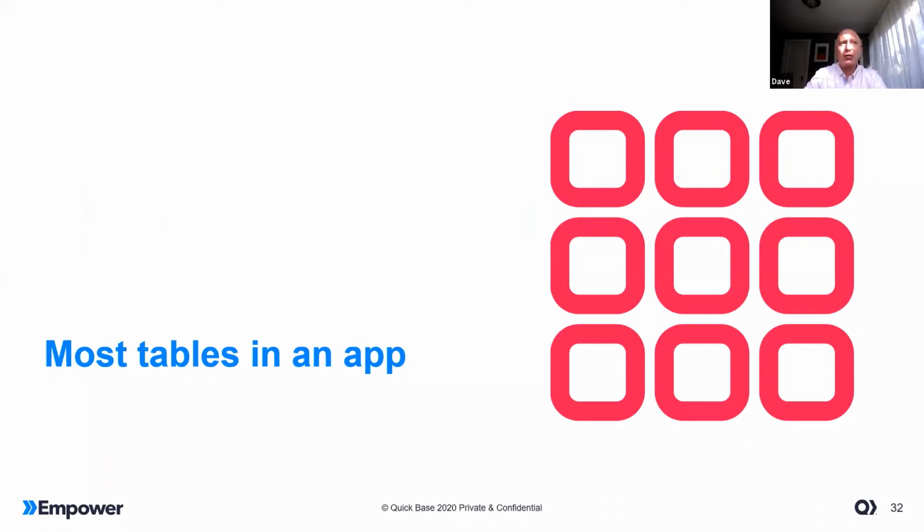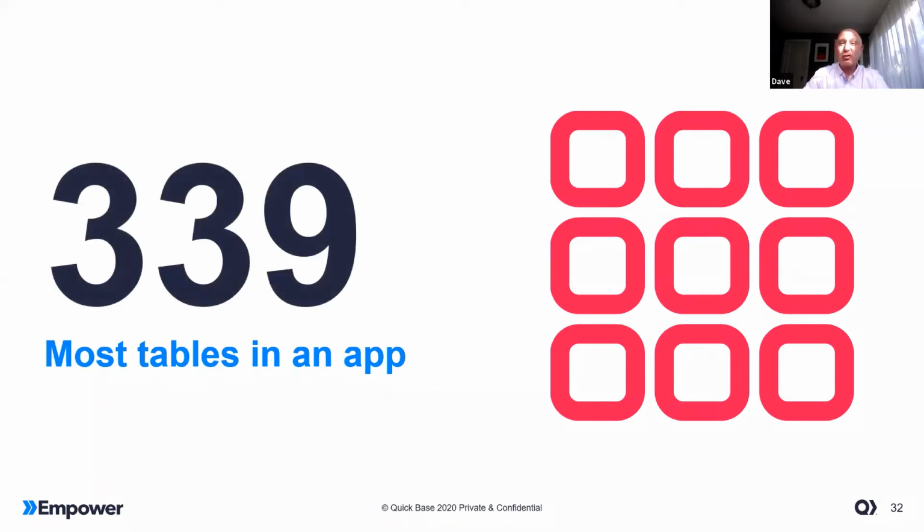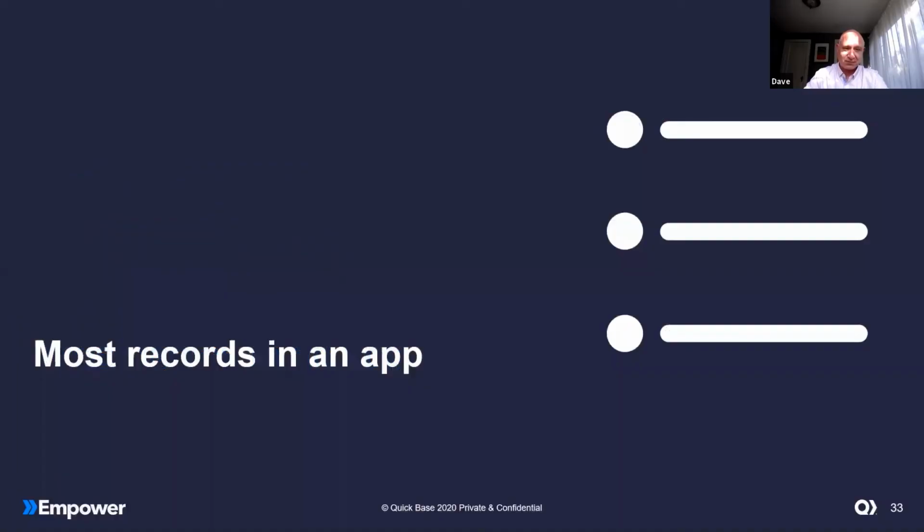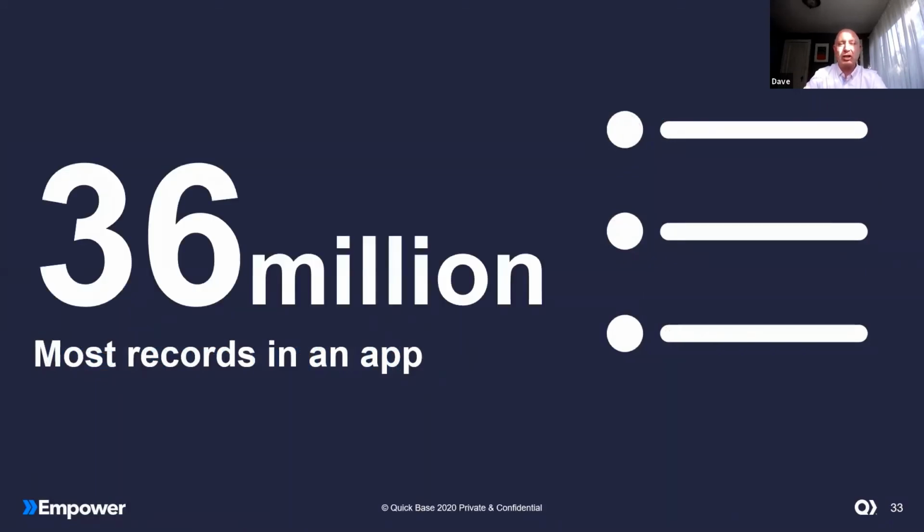What do you think the most tables in any given app has ever been? 339 tables, very big app. But we can handle it, which is great. The most records in an app, any idea? 36 million. Again, QuickBase is scalable for sure.